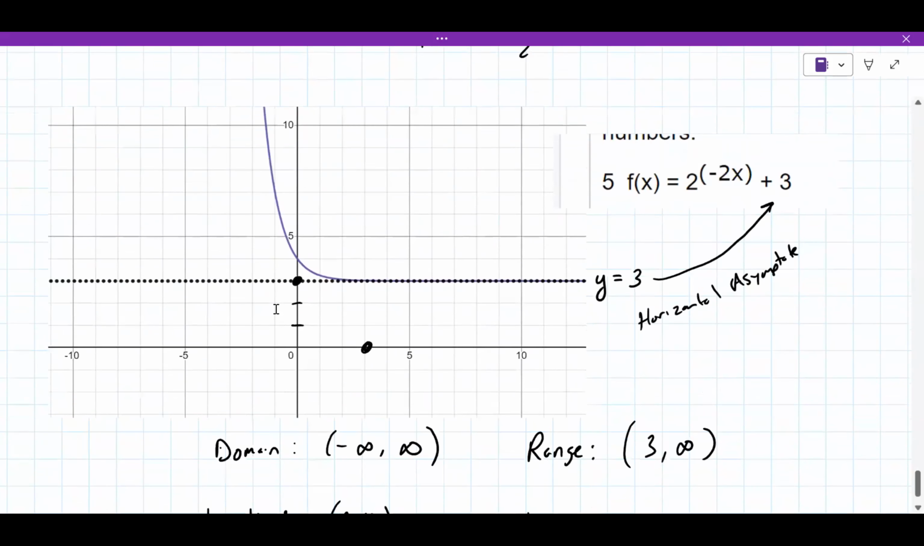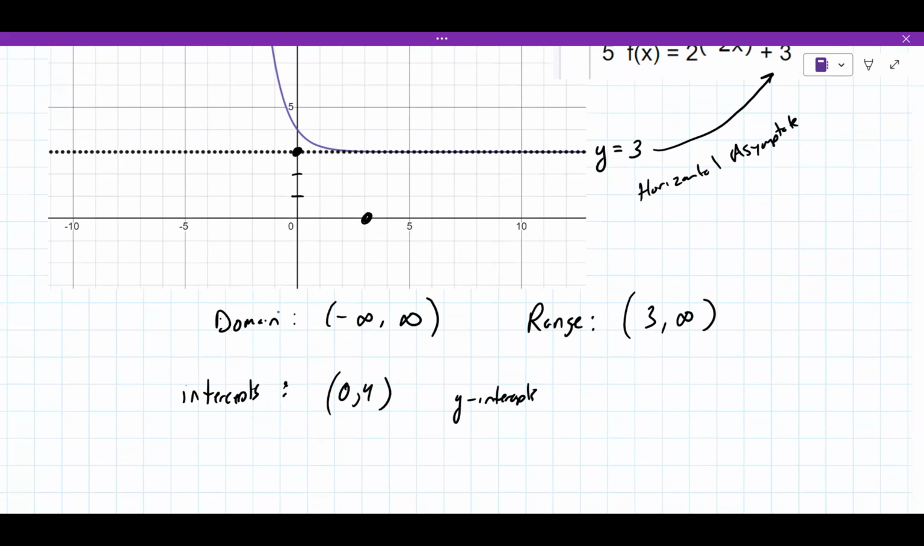Okay. Now, are there any x-intercepts? Does this purple curve ever cross the x-axis? No, it doesn't. So there's no x-intercept.